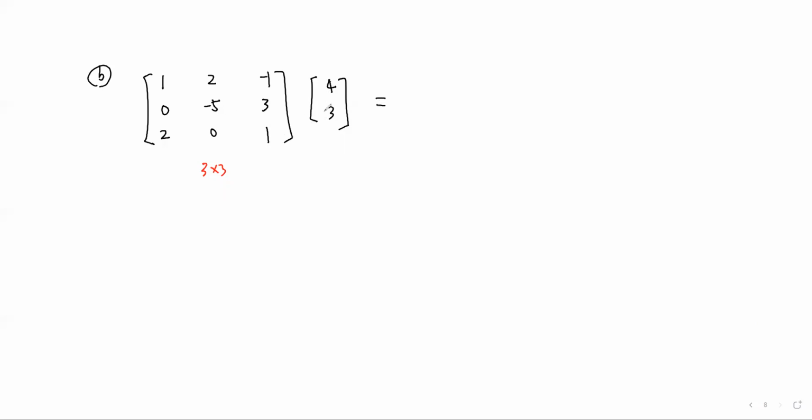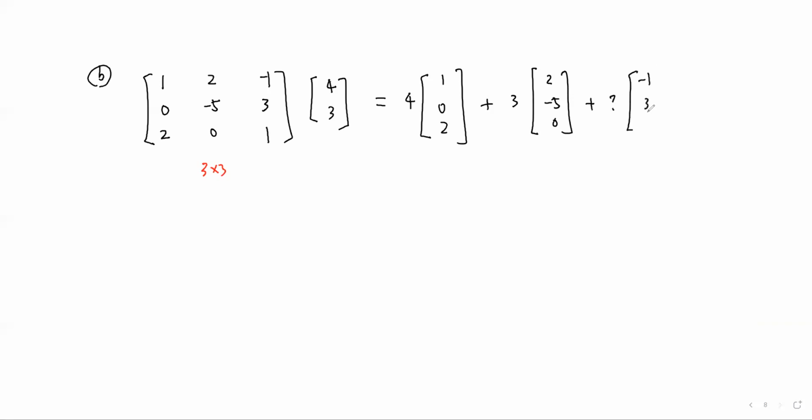A matrix times a vector is a linear combination of the columns. So 4 times the first column, and 3 times the second column. How about the third column? Nothing times the third column. Not computable, not defined. So when the number of columns is not equal to the number of entries, it is not computable.